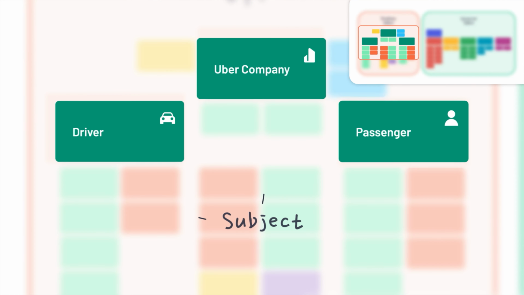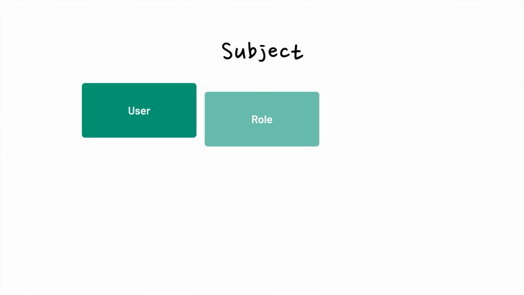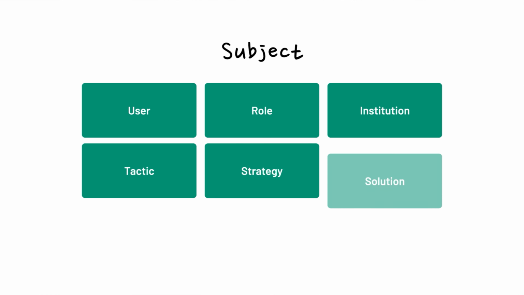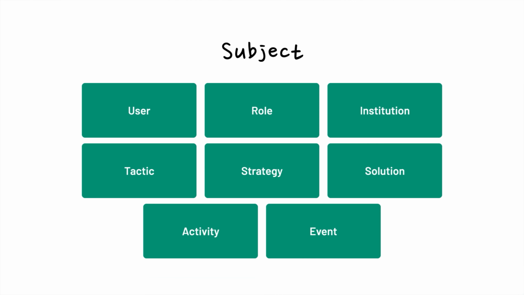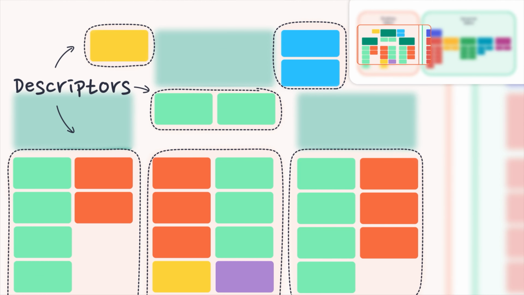The core element of the BRIDGeS framework is the subject. It might be either a user, role, institution, tactic, strategy, solution, activity, event, etc. The subject represents stakeholders involved in the context who will benefit from the solution. Now let's look closer at the subject descriptors and the way we describe them on the board.